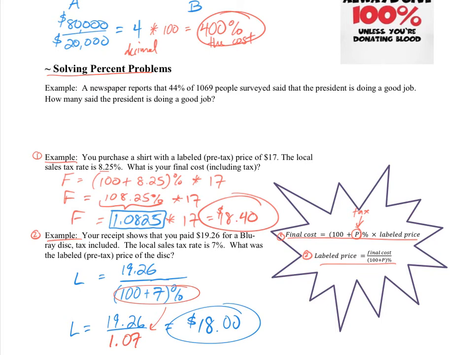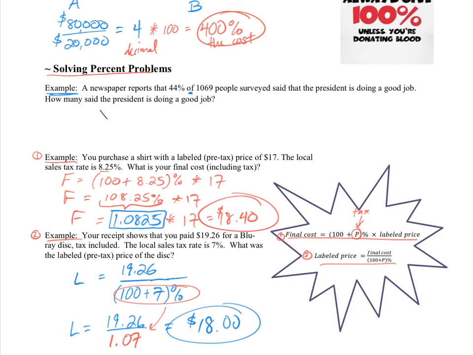Now lastly, this example up here, this one is a little odd. It says a newspaper reports that 44% of 1,069 people surveyed said the president is doing a good job. How many people said the president is doing a good job? Anytime you are taking the percent of something, which is a little bit different from what we did above, we have to basically set up a fraction.